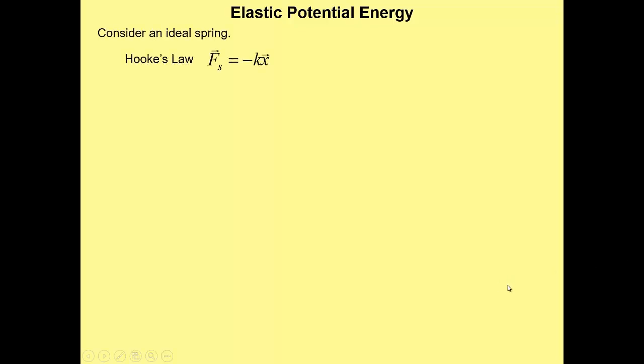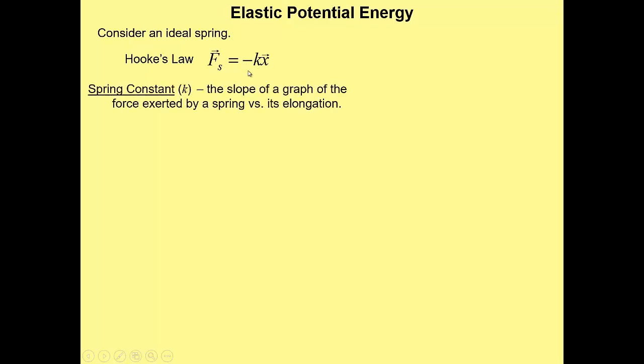We learned that ideal springs follow Hooke's law, that the force exerted by a spring is equal to negative kx, where x is the elongation or the compression, and k is what is known as the spring constant of the spring. That's the slope of the graph, but it's also a measure of the elasticity or strength of the spring. It's how strong the spring is, usually in units like newtons per meter, or maybe at Home Depot it might be in pounds per inch or pounds per centimeter. But newtons per meter if we're in the SI system.